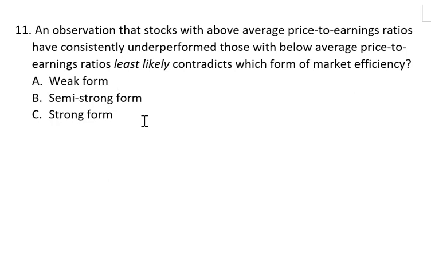The observation that stocks with above average price to earnings ratios have consistently underperformed those with below average price to earnings ratios is a cross-sectional anomaly. It contradicts the semi-strong form and the strong form of market efficiency because all the information used to categorize stocks by their price-to-earnings ratios is publicly available. It's not a contradiction to weak form market efficiency. The answer is A.